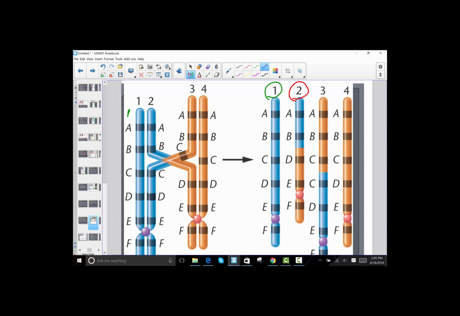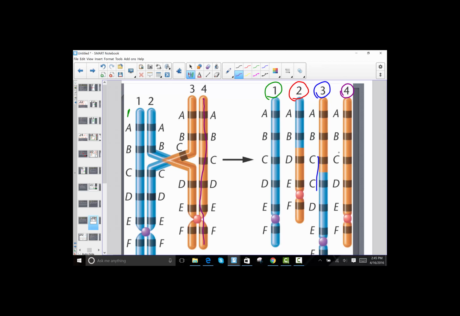And then if we're looking at 3 here, if we start with 3, we're going to go A, B, C. Uh-oh, we picked up another C, D, E, and F. So for 3 over here, we now have an abnormal chromosome, and we have a duplication of C. So we have A, B, C, C, D, E, and F. So if we now look at our other chromosome over here, we end up with A, B, C, D, E, and F, which is normal. So if you look at chromosome 4 here, we now have A, B, C, D, E, and F.